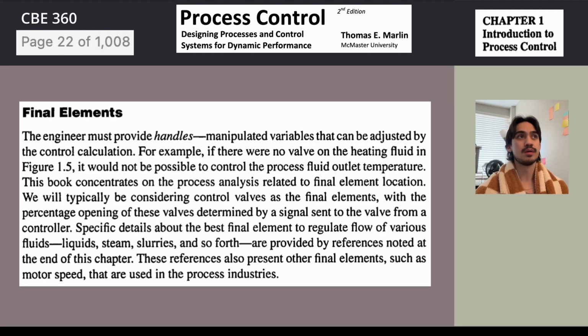Final elements. The engineer must provide handles, manipulated variables that can be adjusted by the control calculation. For example, if there were no valve on the heating fluid in figure 1.5, it would not be possible to control the process fluid outlet temperature. This book concentrates on the process analysis related to final element location. We will typically be considering control valves as the final elements, with the percentage opening of these valves determined by a signal sent to the valve from a controller. Specific details about the final element to regulate flow of various fluids, liquids, steam, slurries, and so forth are provided by references noted at the end of this chapter. These references also present other final elements, such as motor speed, used in the process industries.